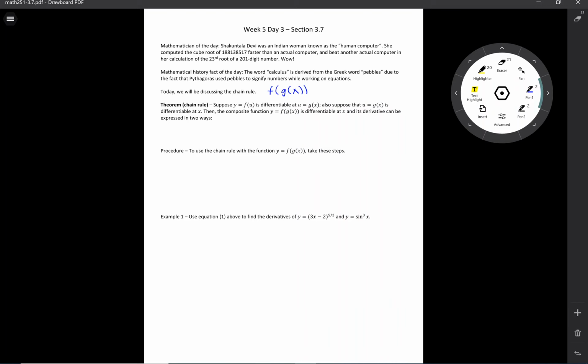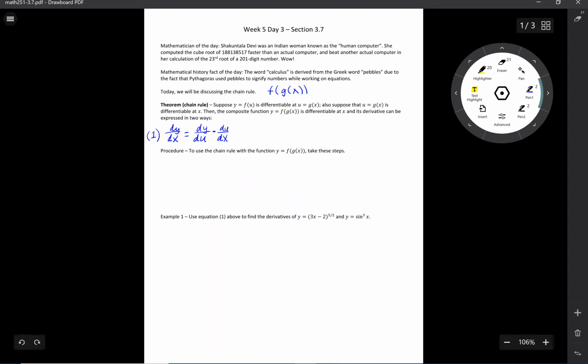The first way is dy dx, that is the derivative, is equal to dy over du. This means we take the derivative of y with respect to u, treating u as the variable, times du over dx. That is taking the derivative of u, treating x as the variable. So I'm going to call this the first way.